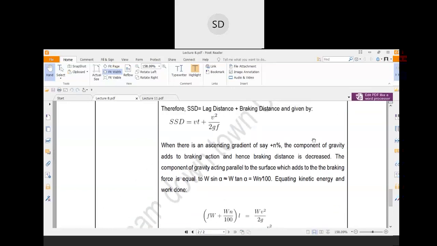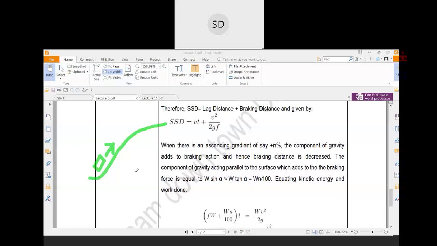So when there is an ascending gradient, it means you are going upwards. Suppose that portion of the road is like that and you are going in this direction. That is your ascending gradient, and suppose it is n%. Now the component of gravity adds to braking action and hence braking distance is decreased. So if your L is decreased, the total sight distance will also be decreased.